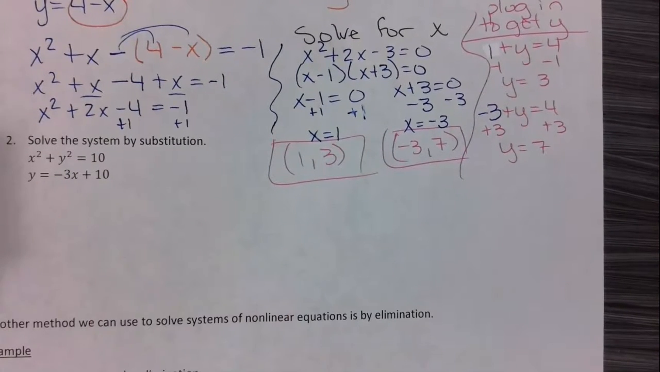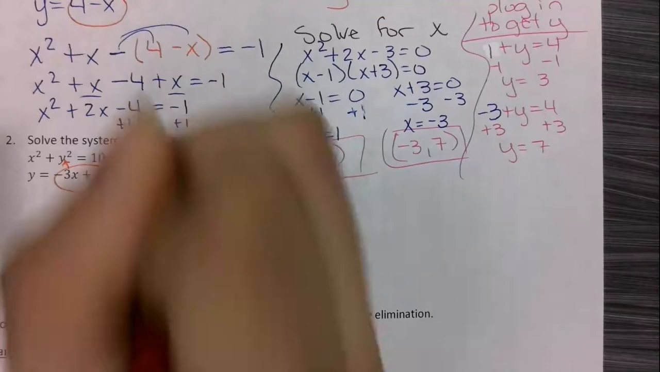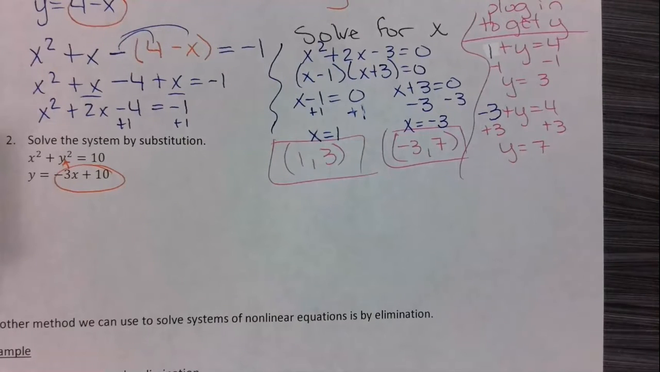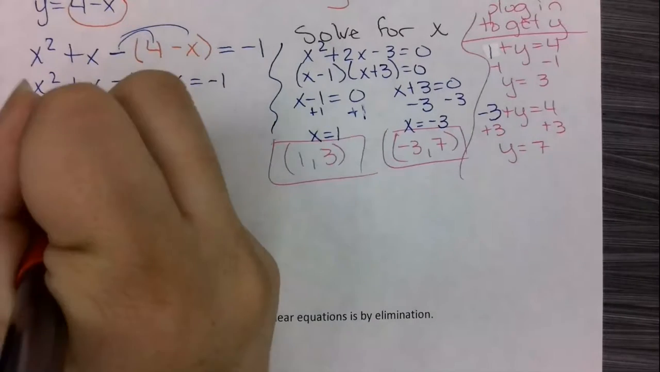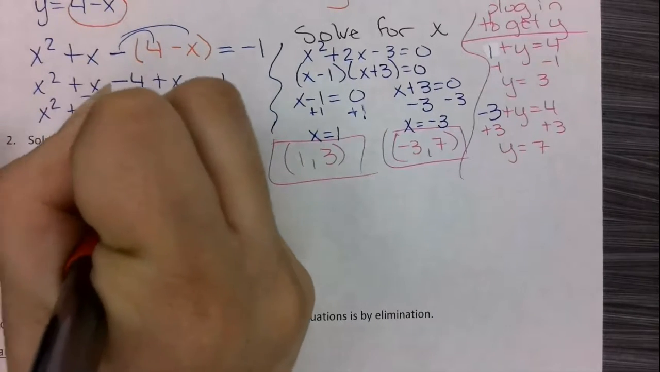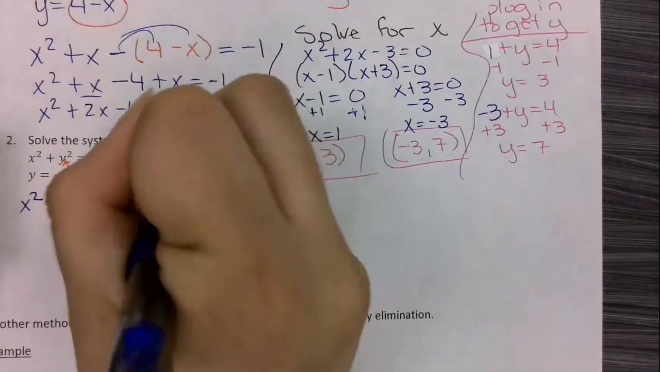Okay, number 2, y is already solved for me. So what do I want to start off by doing? Solve for x, but I have to plug in for the y. So I have x squared plus, in parentheses, negative 3x plus 10 squared equals 10.